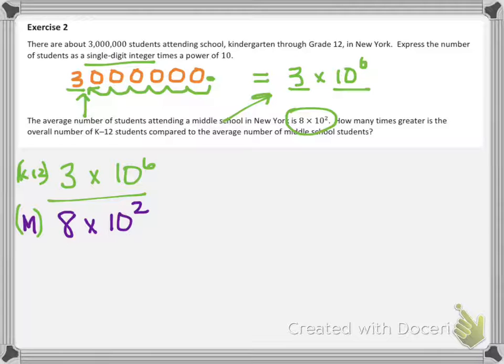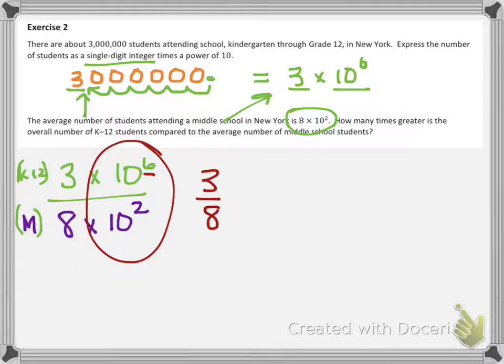let's see, the 3 and the 8. Well, I can't divide those, so I'm just going to leave those as 3/8. But I can do something here. This 10 to the 6th over 10 to the 2nd we know is the same as 10 to the 6 minus 2, which would be 10 to the 4th. So this is 3/8 times 10 to the 4th power.